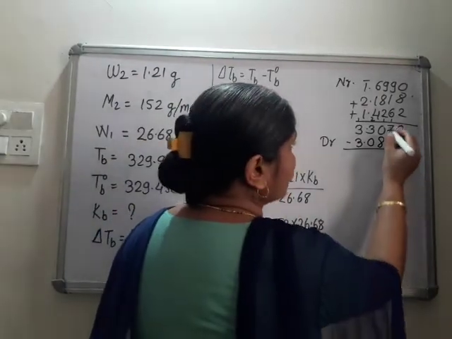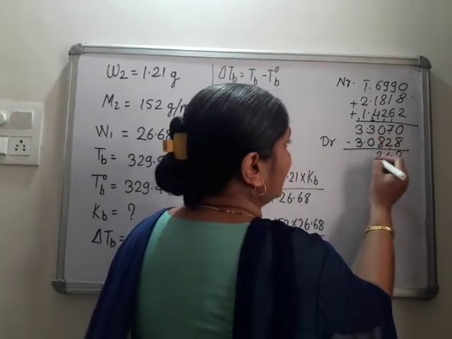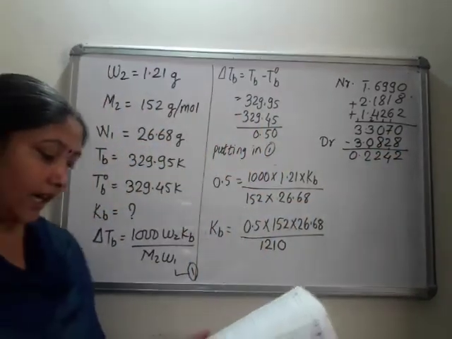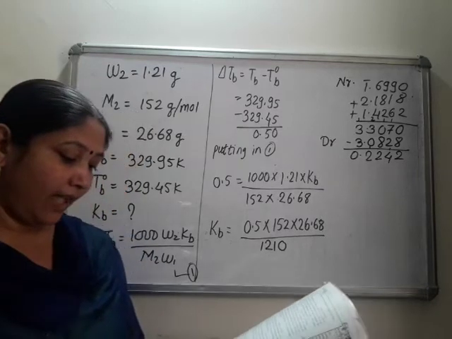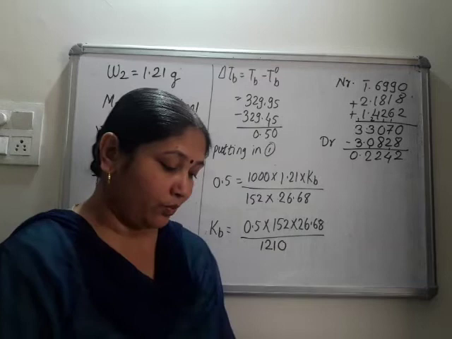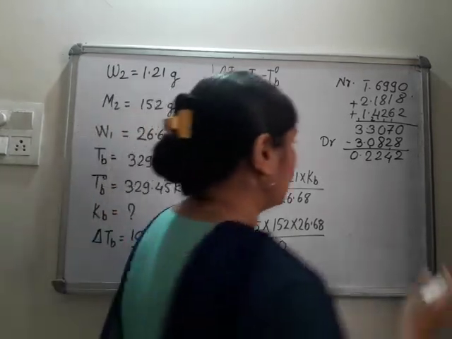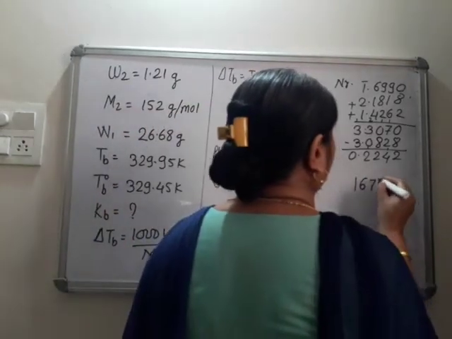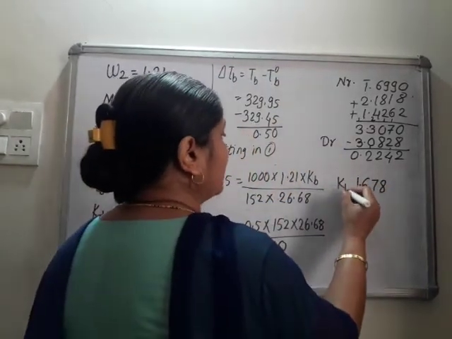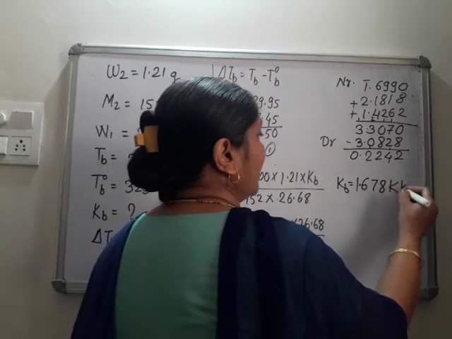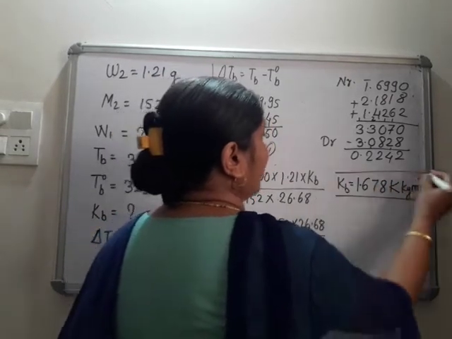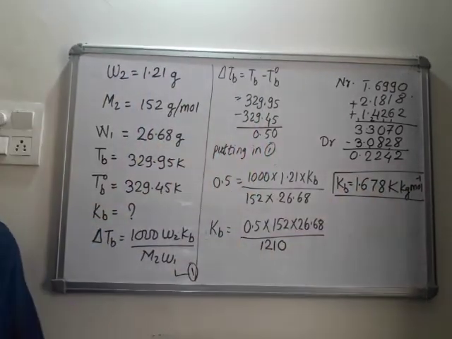How much is this? So this is equal to 2248. Check its antilog. What is it? Antilog of this is 1678. Characteristic is 0, so it is 1.678. And this is the answer, Kb. Unit Kelvin kg per mole.